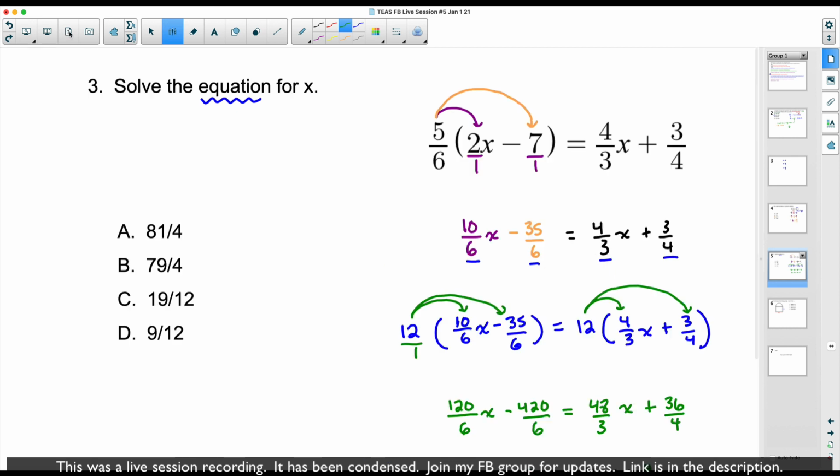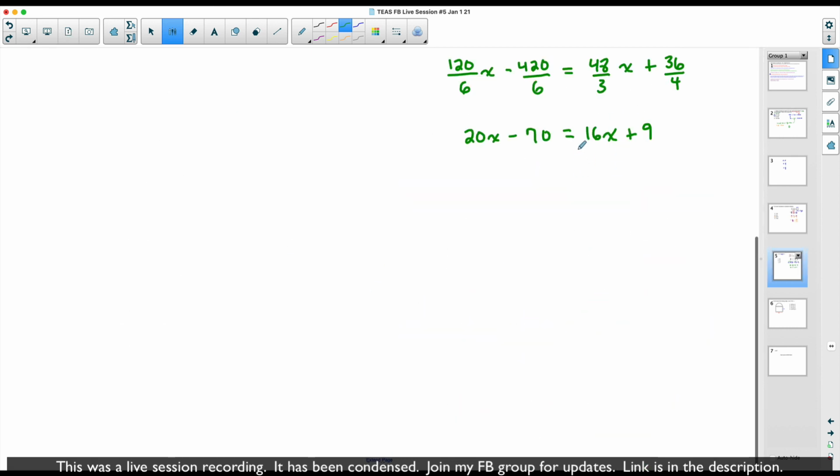So from here, let's get the x's on one side. I like to move my smaller x to my bigger x. I'm going to subtract this 16x because that's going to cancel out the x's on the right-hand side. 16x minus 16x is 0x. 20x minus 16x, we get 4x. Bring down our minus 70, and this is equal to 9.